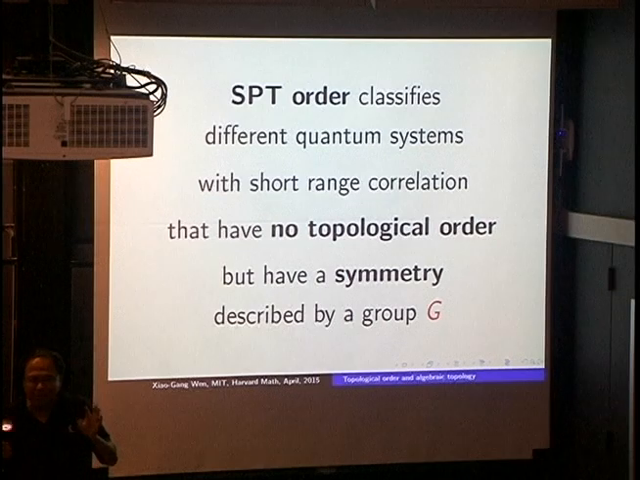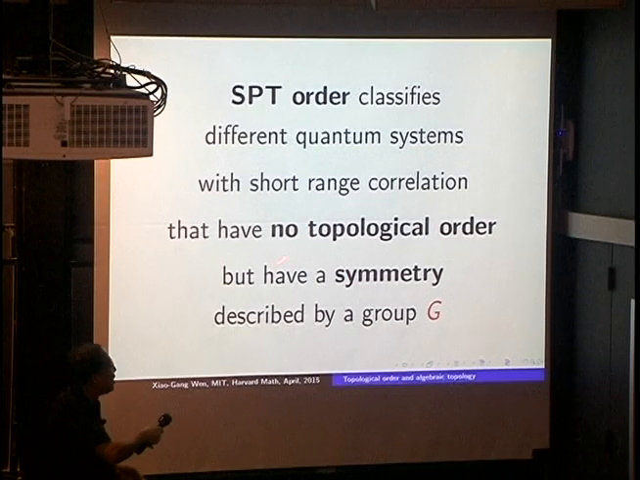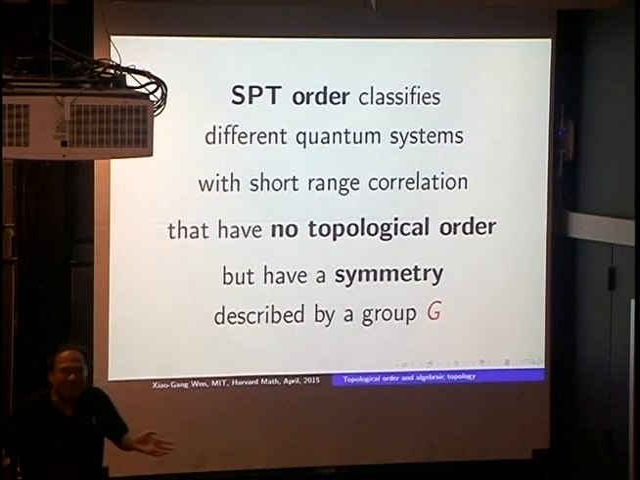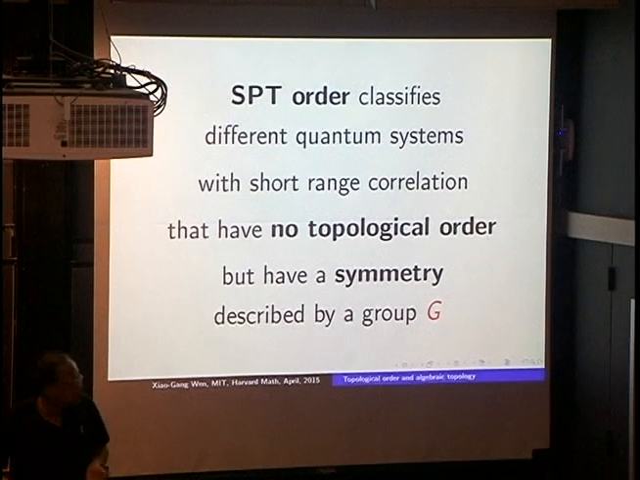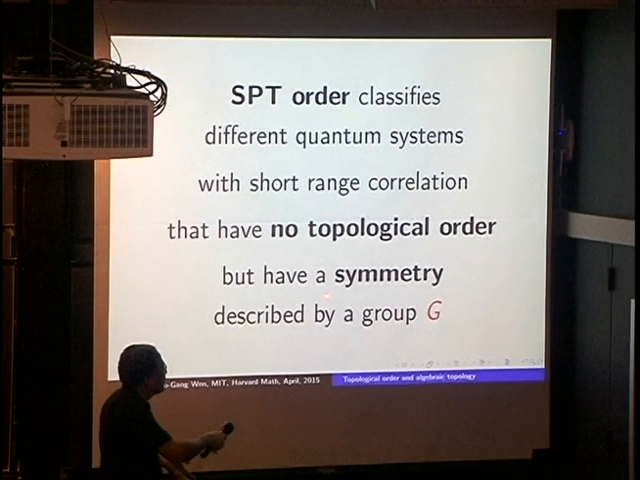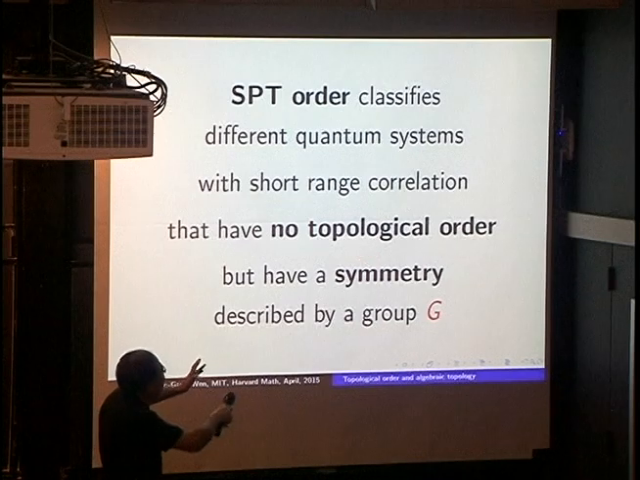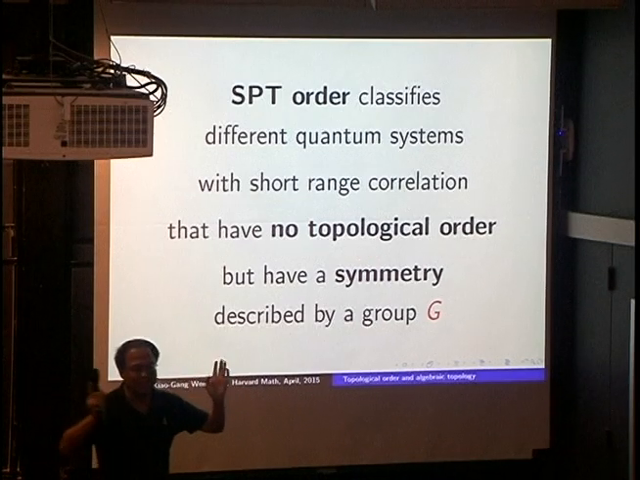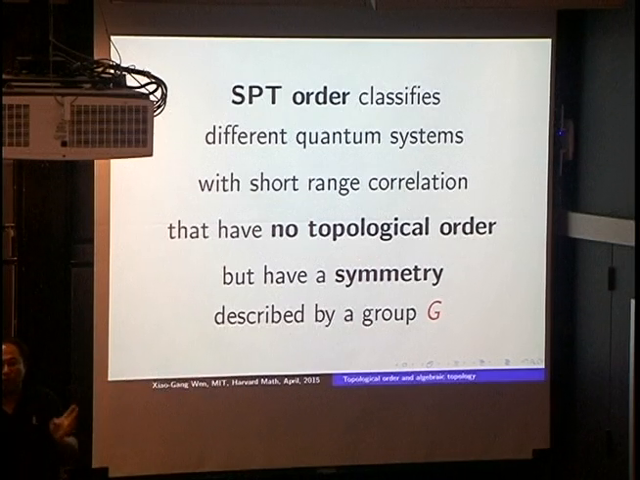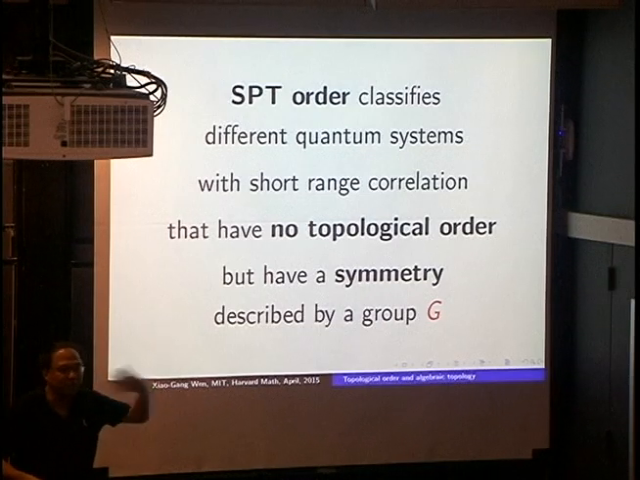So you want to get a simpler question. We want to classify a system with no topological order. It means the partition function always equals identity up to the volume term. But with some symmetry. Without symmetry, a system with no topological order is just one phase; there's a single trivial class. But with the symmetry, we have several different phases.